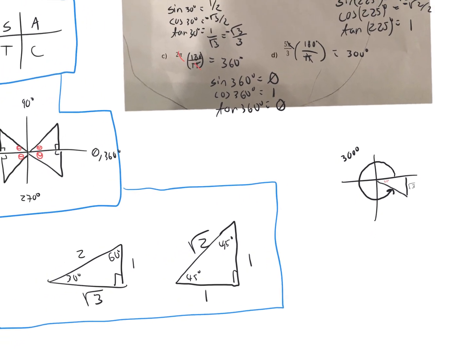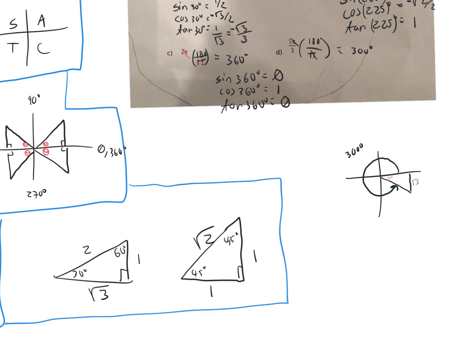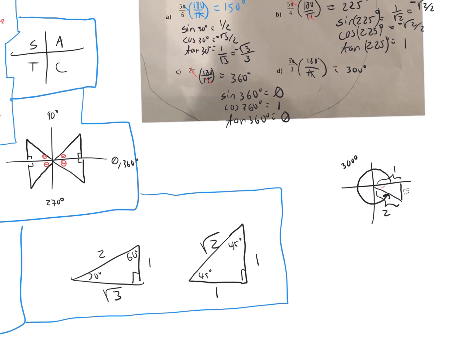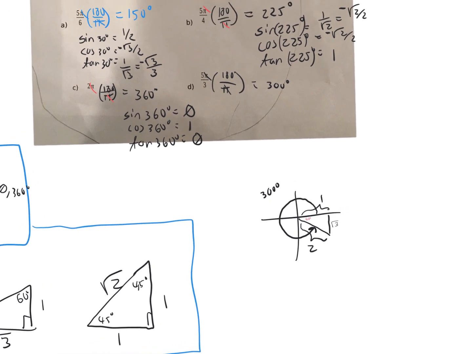Across from the 30 degrees is going to be the 1, so we can label that. And then the hypotenuse itself, we're going to call 2. Okay. Now that triangle is not drawn to scale, but let's just go with it.